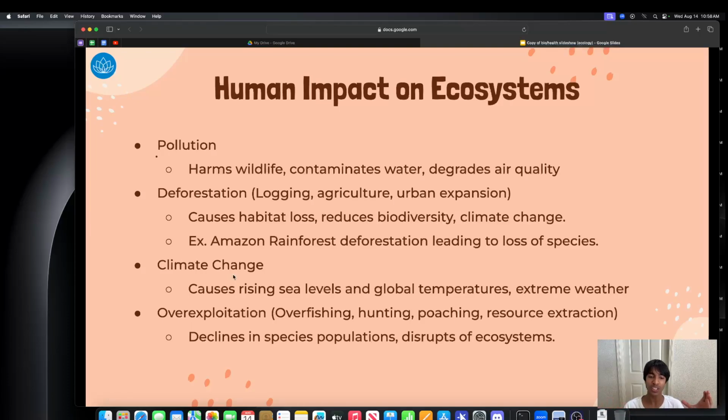And overexploitation is very complex. It includes overfishing, hunting, poaching, and resource extraction. It declines species populations and disrupts the ecosystem, because this is what happens in overfishing. So imagine you are trying to target one fish, and instead you capture all of the fish in the area that live alongside that fish, and then you trash all the other fish and just take that one fish and eat it.